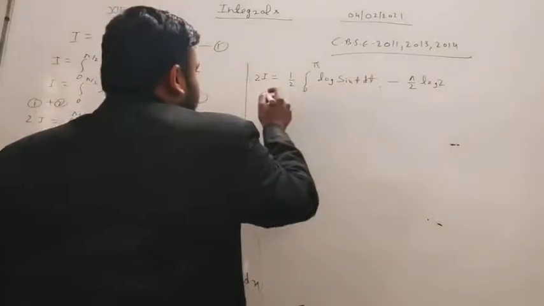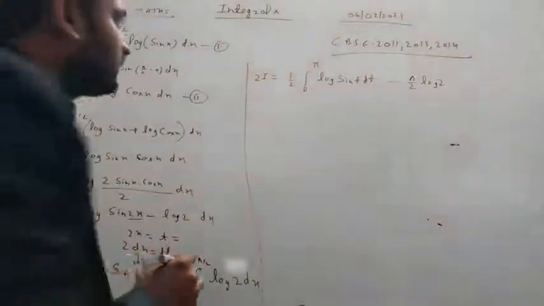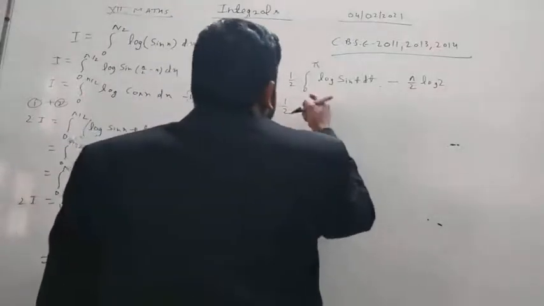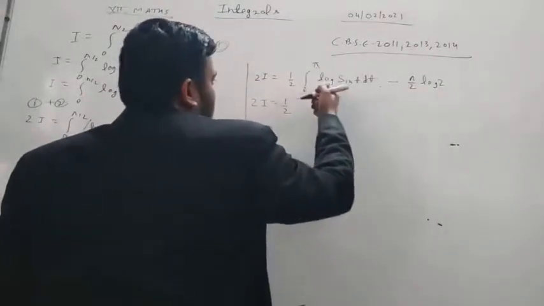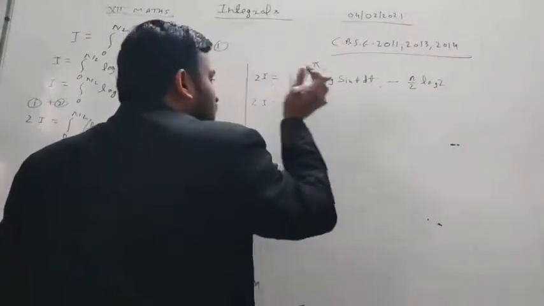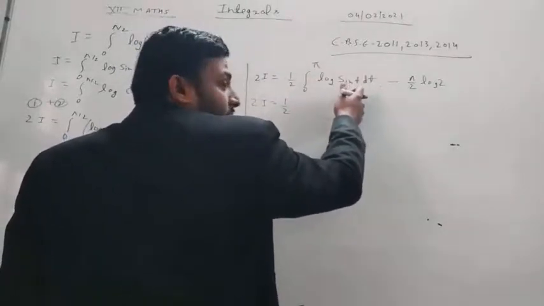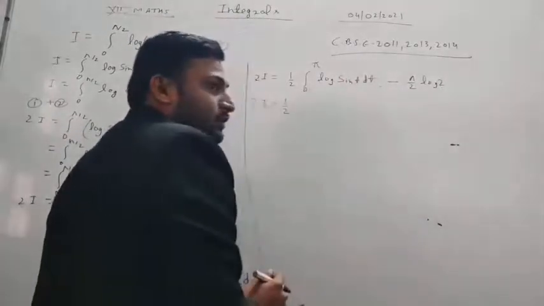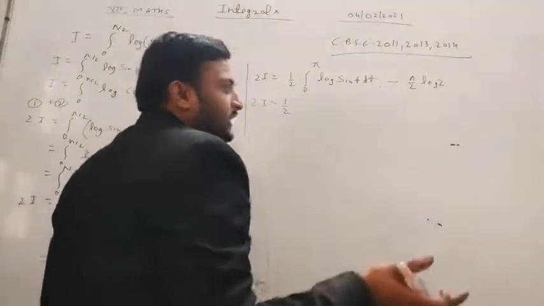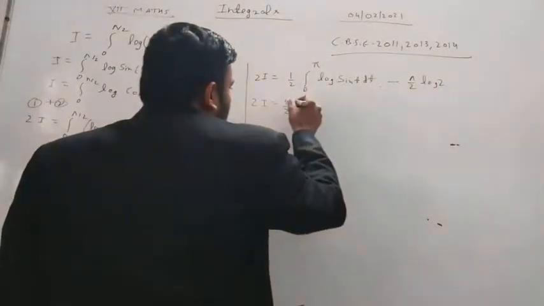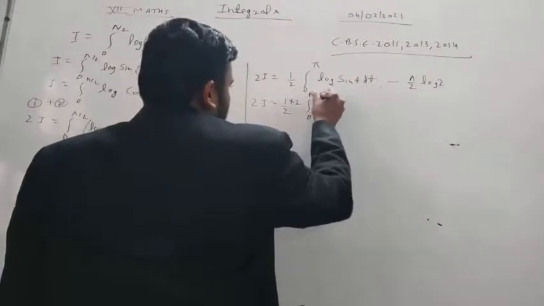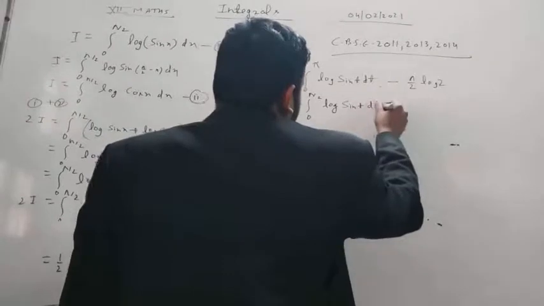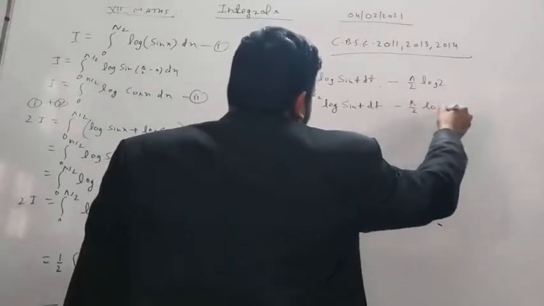Now students, this is our 2I and 1 by 2, and suppose that this is the integral from 0 to 2a of f(x) dx. Okay students, so when we put here 2a minus x, we are seeing that sin(pi minus x) is equal to sin x, so no change, so we can write 2 into the integral from 0 to pi by 2 of log sin t dt, and this is minus pi by 2 log 2.